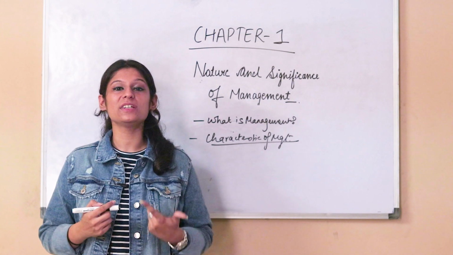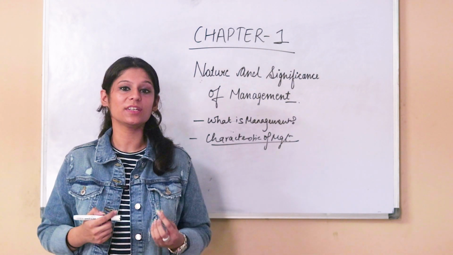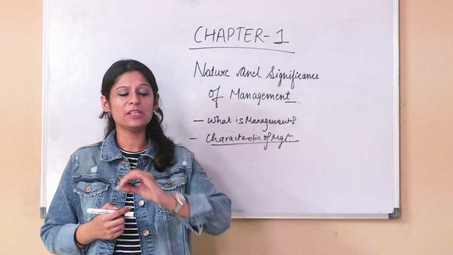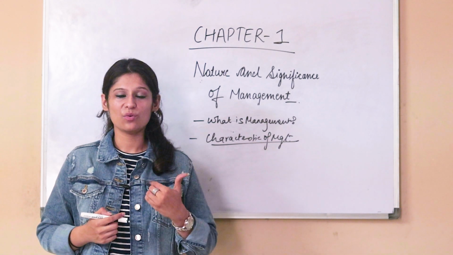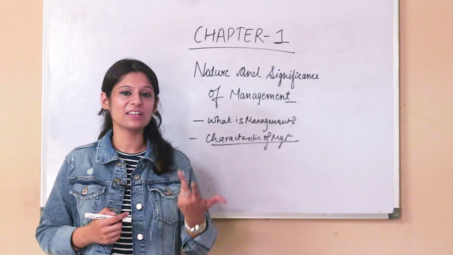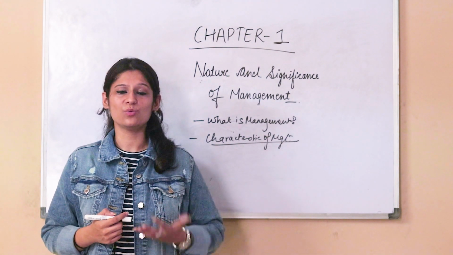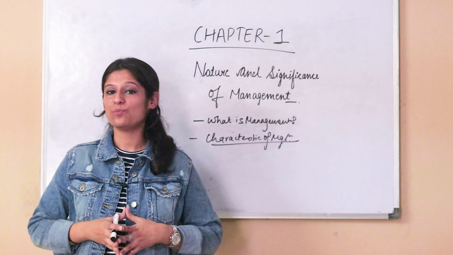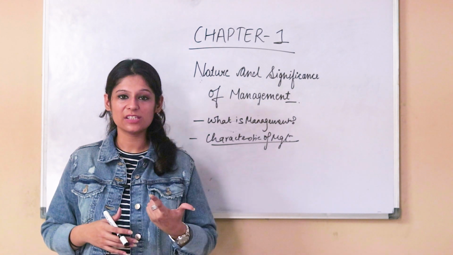Second point, management is pervasive. Management is a universal phenomenon. When I started the chapter, I told you one thing, management is a term which has been used extensively everywhere. Whether it is running an NGO, whether it is running a school, whether it is running a petrol pump, whether it is managing your house, whether it is managing your school, etc. So management is a universal phenomenon. What two points did we cover? Management is a goal oriented process, management is a universal phenomenon.